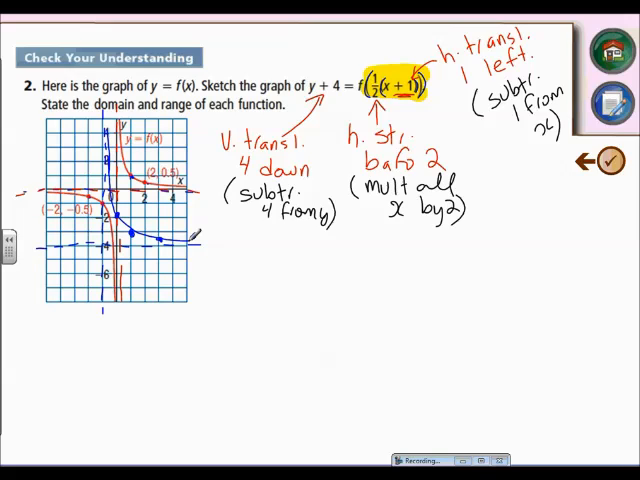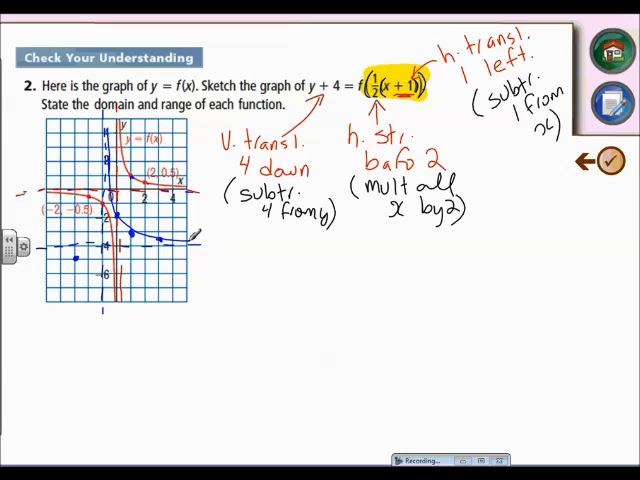Then let's take the other points. We got this point right here. Multiplied by 2, it was at negative 1. So now it becomes negative 2. 1 to the left, it's at negative 3, and 4 down. 1, 2, 3, 4. We're going to put it right there.